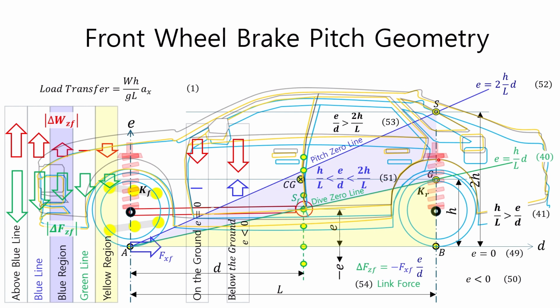If the virtual reaction point is located below the road surface, the height of the virtual reaction point, E, is negative, and as shown in equation 54, delta FZF becomes positive, acting as a force tensioning the link. The force compressing the spring is greater than the force tensioning the link, and in absolute values, the difference between these two forces is equal to the load transfer amount. In this case, the decrease in front ride height is greater than the increase in rear ride height.